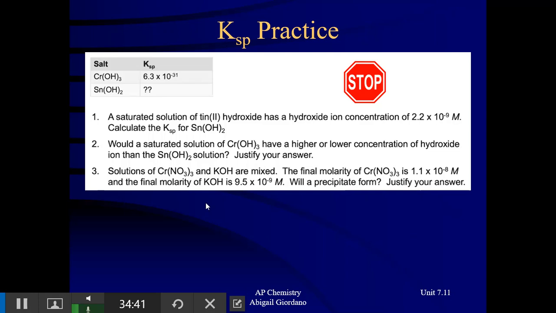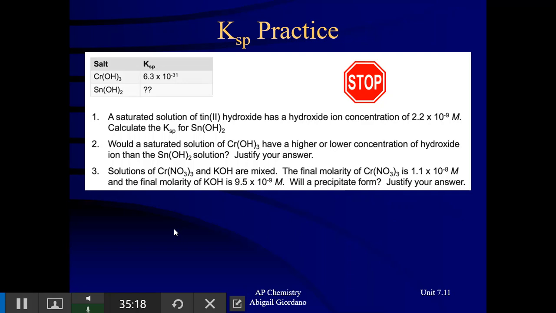Okay, last part. Solutions of chromium nitrate and potassium hydroxide are mixed, and then it gives us some information. It says, will a precipitate form? Remember, guys, this is where you need to calculate Q and compare it to KSP. Now, you might be saying, well, usually they give us the KSP right in the problem, so I know which compound to be focusing my attention on.